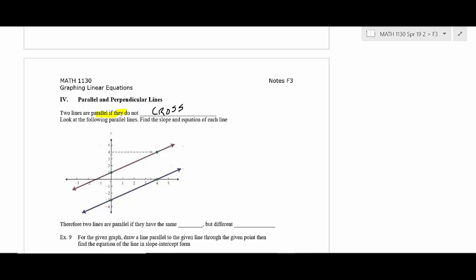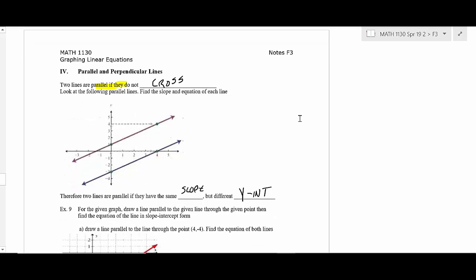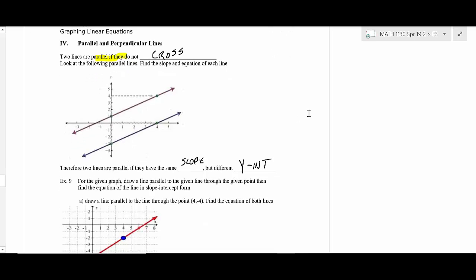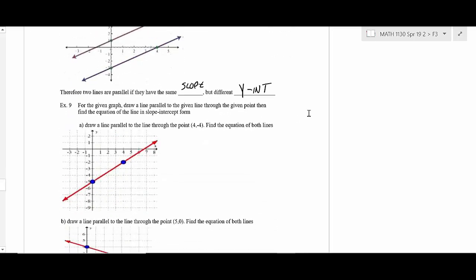That's what slope's doing. So you have the same slope, but then you have a different y-intercept like that. So that's the fundamental concept that you want to know. So I think I'll do just this one parallel problem.